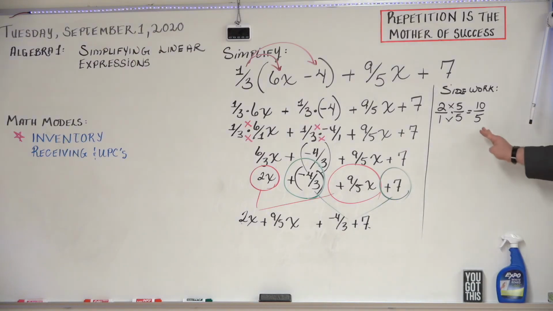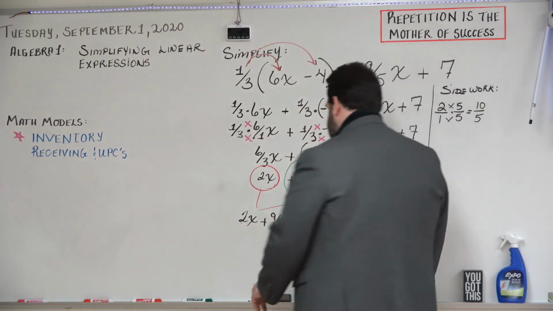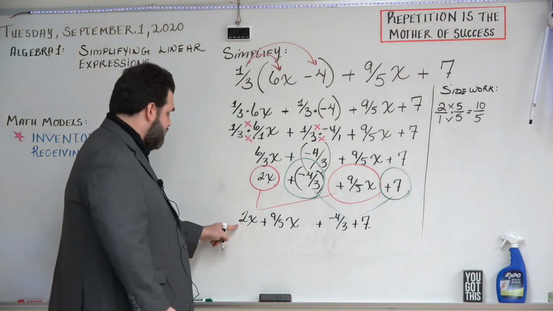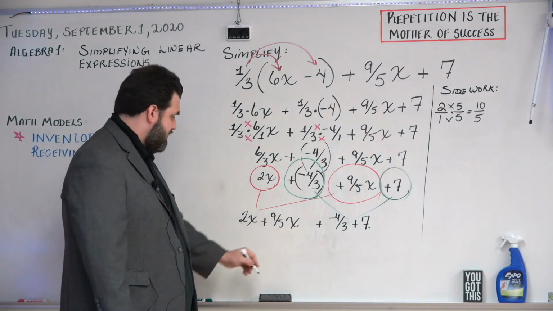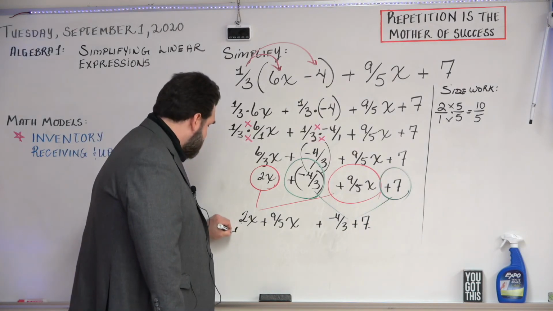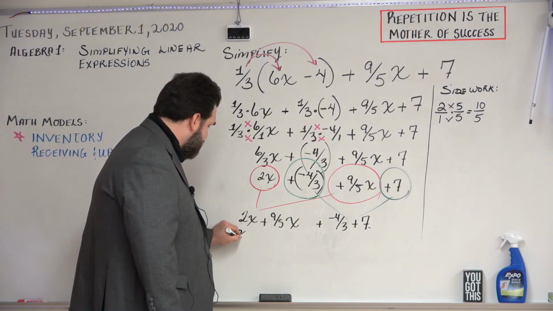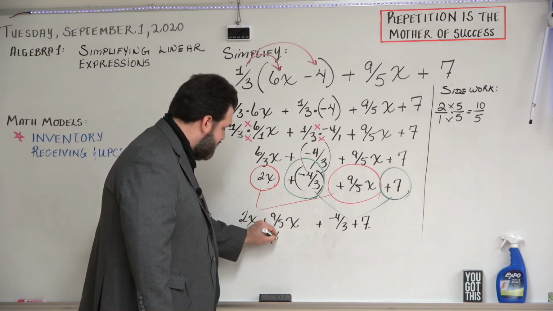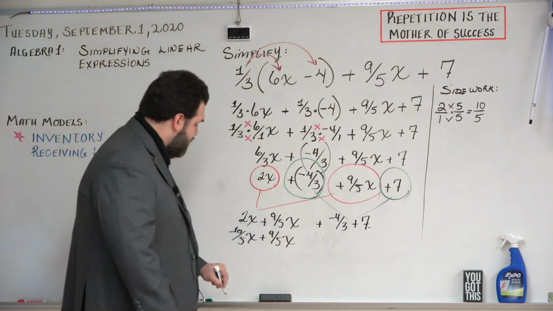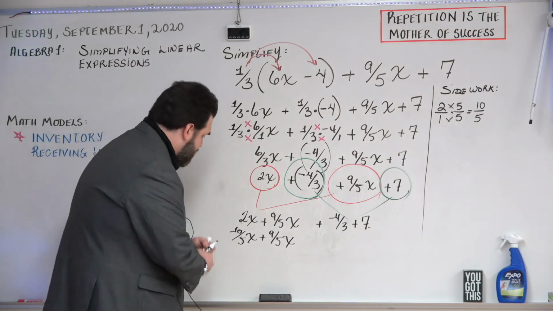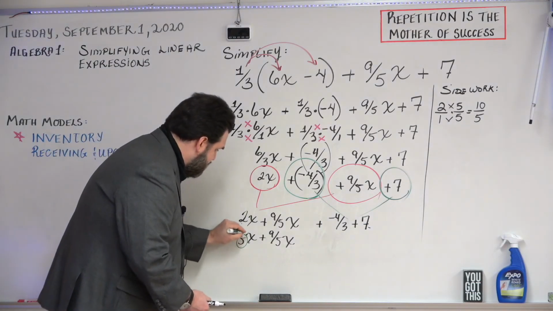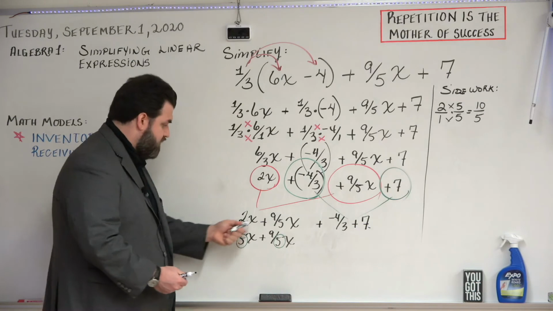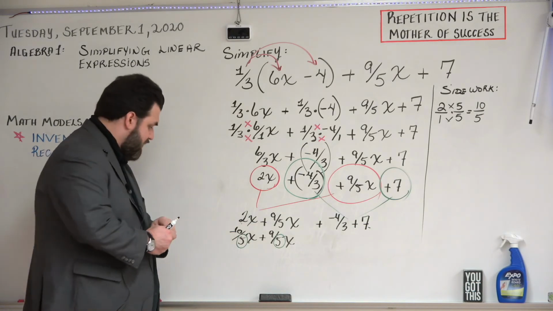Because 10 over 5 reduces back down to 2, then these are equivalent. And we can go in here, and instead of writing 2x plus 9/5 x, we can write 10 over 5x plus 9/5 x. Well, this is beautiful because now we have common denominators, and that means we can just add the numerators together. It's going to be great.